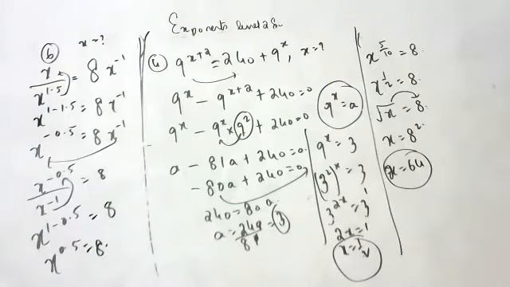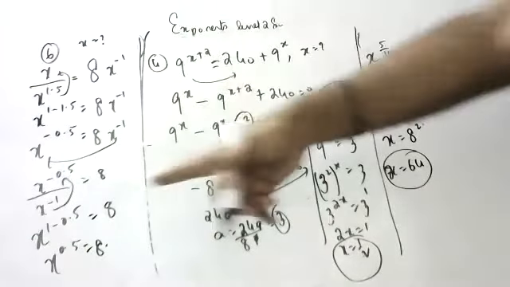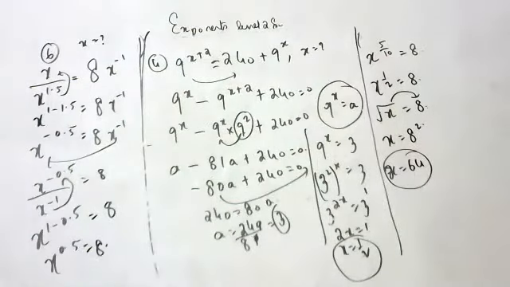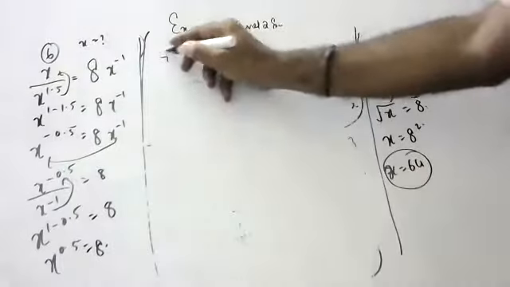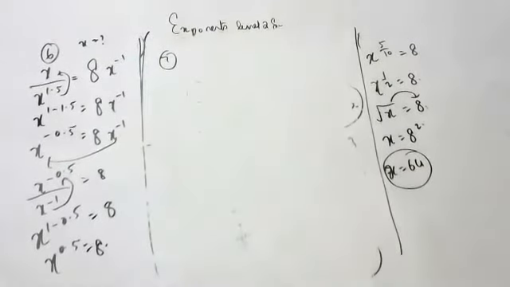X is equal to 64. Very easy sum, children. Only you have to do the calculations properly, children. That's it. Please do these sums, children, and send them to me as homework. 7th question. Very easy sums, children, because you have to get acquainted first.